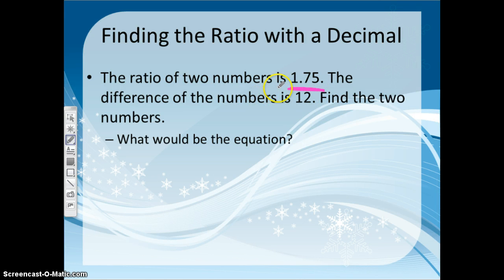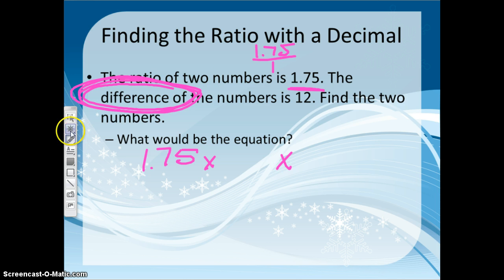Your ratio of two numbers is 1.75, and you might be thinking 1.75 to what? If there's not anything specified, assume that it is a 1. So your ratio is 1.75 to 1. All right, so we have some relationship of 1.75x and 1x. But notice here we have a difference. We're not summing. So 1.75x minus x is equal to 12.